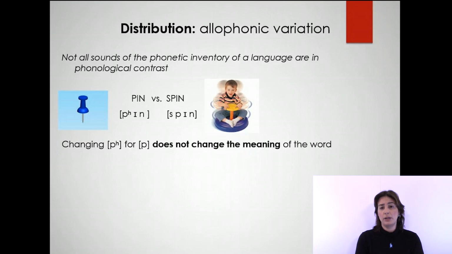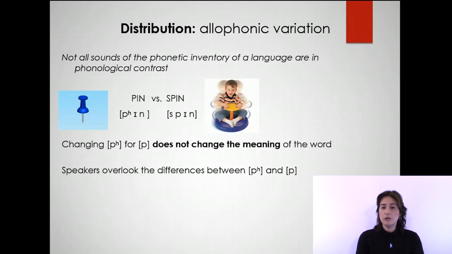This is very different from what happened with the moose-goose situation, in which the one phonetic difference was contributing a difference in meaning. In the case of aspirated p and non-aspirated p, speakers overlook the differences between aspirated p and non-aspirated p. We cannot then say that aspirated p and non-aspirated p are in phonological contrast in English, because exchanging one for the other does not cause a word to change its meaning.